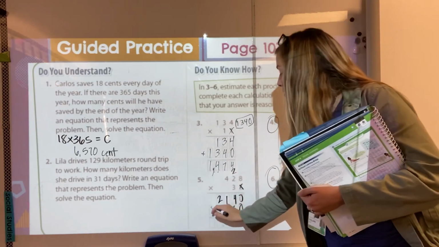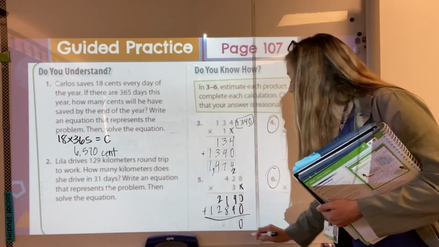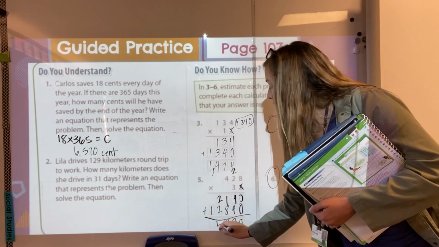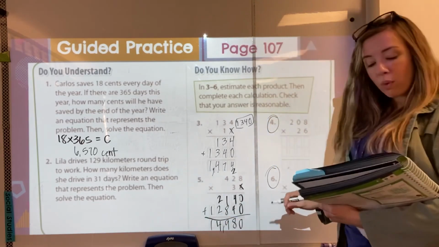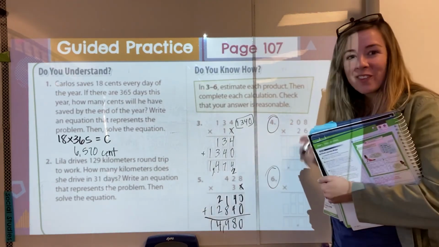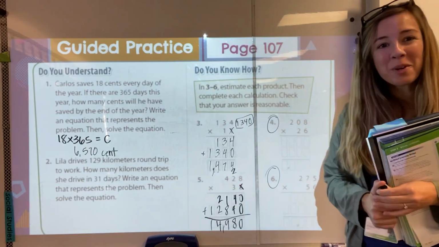And then 4 times 3 is 12. I need to add this together. 0 plus 0 is 0. 4 plus 4 is 8. 8 plus 1 is 9. 2 plus 2 is 4. And so we have 14,980. All right, go ahead and give 4 and 6 a try, and we will check our answers when we get into group.